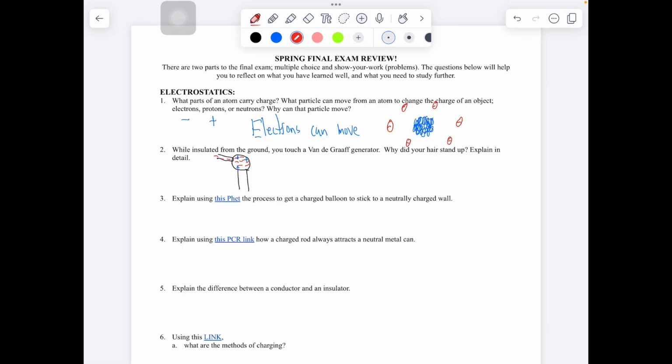Like I was saying, those negative charges, those electrons are repelling each other. So that means they're going to evenly distribute themselves throughout your body. That includes your hair. So all of your hair becomes negatively charged. If all of your hair is negatively charged, well, like charges repel, all of your hair is going to repel all your other hair. So they're going to get as far away from each other as possible. Your strands of hair will.